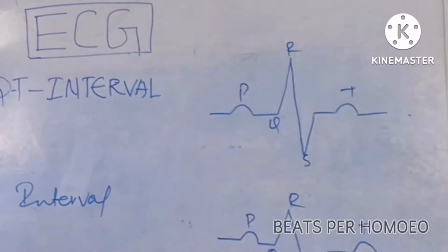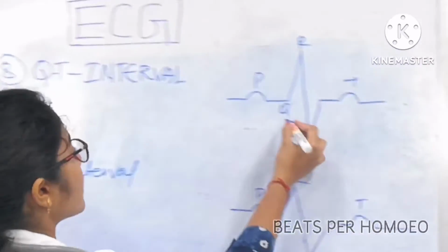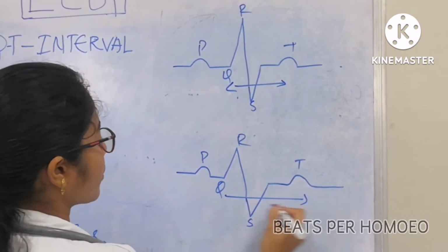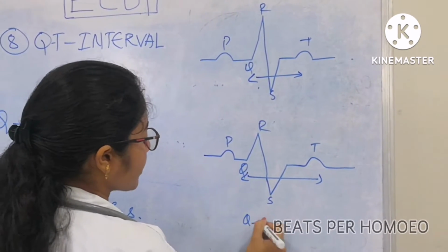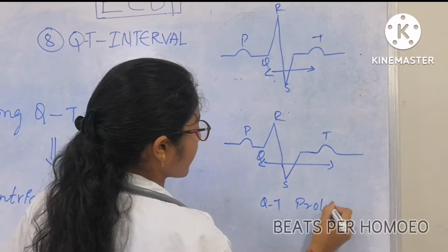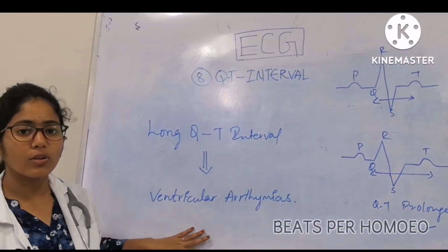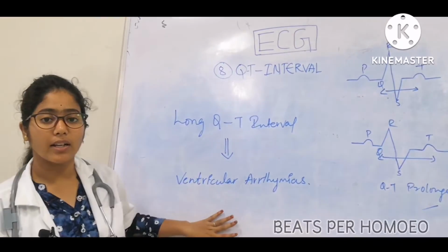So next is the QT interval. Here we can see the normal QT interval, and here we can see the abnormal QT interval. Here the QT interval is prolonged. So a prolonged QT interval also indicates ventricular arrhythmias in the ECG strip.